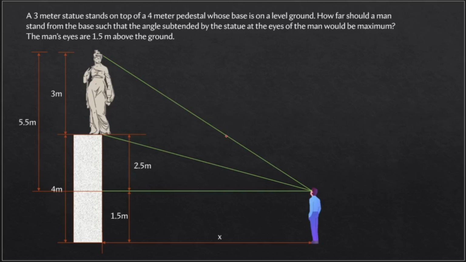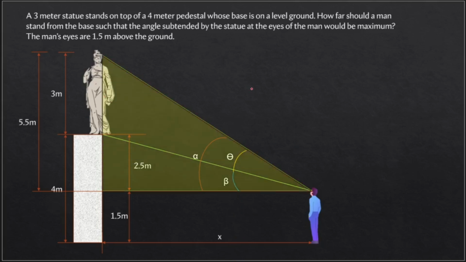And then let's label the angles we need. So let's say this total angle is alpha. And then this smaller angle is beta. While this one, the one we are trying to maximize, the angle subtended by the statue at the eyes of the man, this would be theta. Now notice that we could consider this triangle right here. It's always best to identify the angles we could form to develop equations based on them.